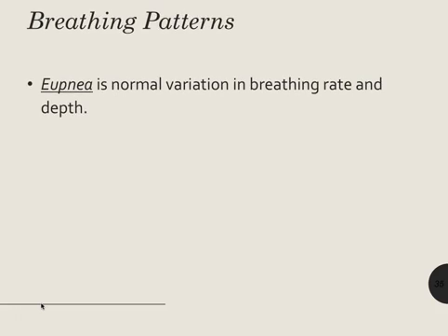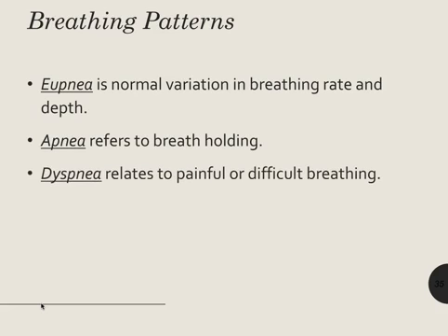Just some breathing patterns, some definitions. So if an individual is exhibiting normal breathing patterns at rest, you would say that they are exhibiting eupnea. Okay, normal breathing rate and depth, so that it's not shallow, it's not rapid or anything. Apnea refers to breath holding, like you're not breathing. You probably have all heard of sleep apnea, where people don't breathe in their sleep, right? Dyspnea is painful or difficult breathing. So again, if someone's having difficulty breathing, like an asthma attack or something, you'd say that's dyspnea.